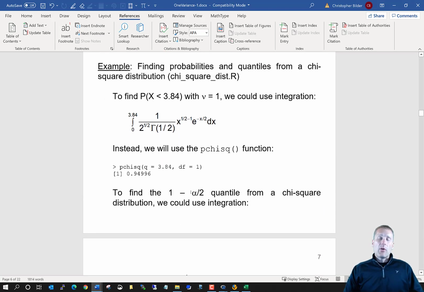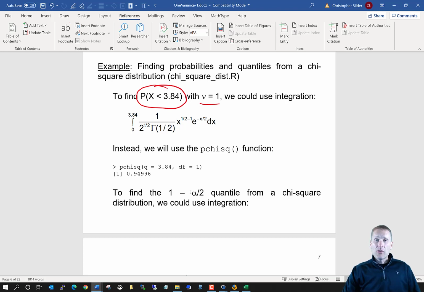Well, let's look at how we can use R now to find quantiles associated with this probability distribution, and probabilities too. So if I wanted to find the probability that a random variable x with a chi-square distribution with 1 degree of freedom is less than 3.84, what I could always do is go to calculus, where I solve the integral 0 to 3.84 of my chi-square distribution, where I've replaced nu with the value of 1. Instead, what we can do is use the pchisq function.